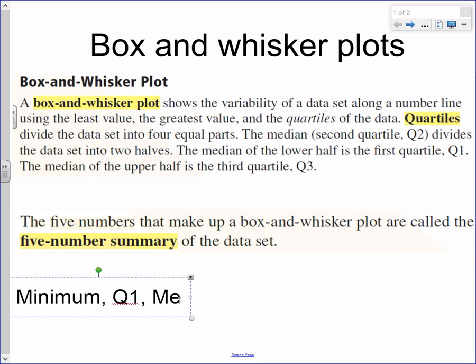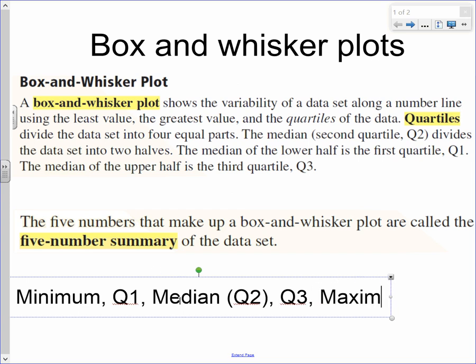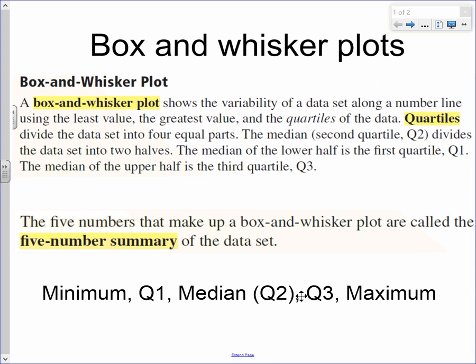the median is the same thing as quartile 2. Put that one in parentheses, comma, quartile 3, and maximum. That's the 5-number summary. Notice they're separated by commas. You already know how to find the median. I'm going to get into quartile 1 and quartile 3. And it's pretty obvious what minimum and maximum mean of a data set. That's just the lowest value and the highest value.